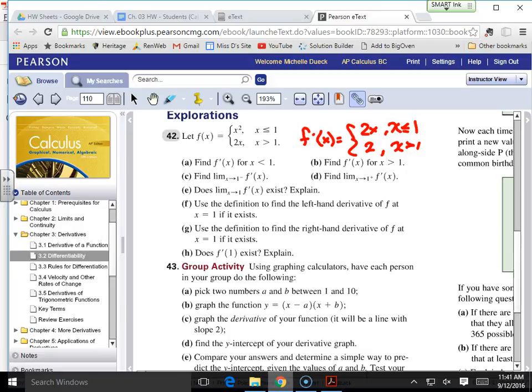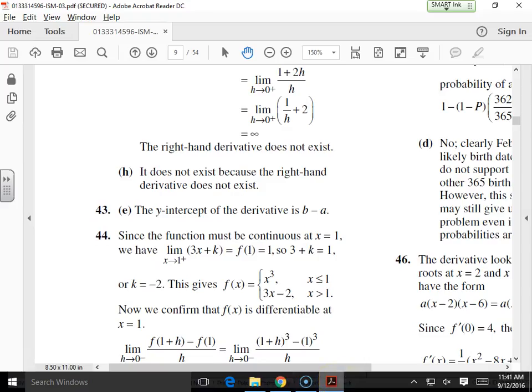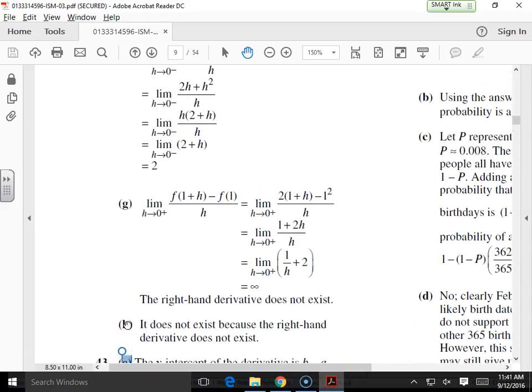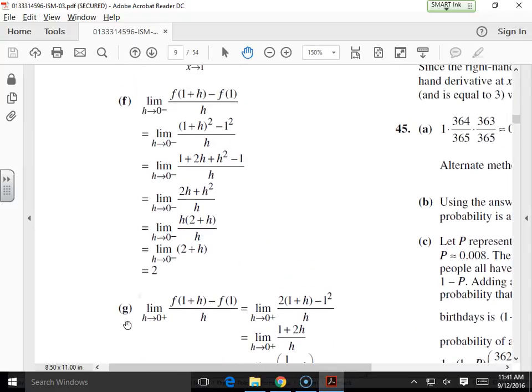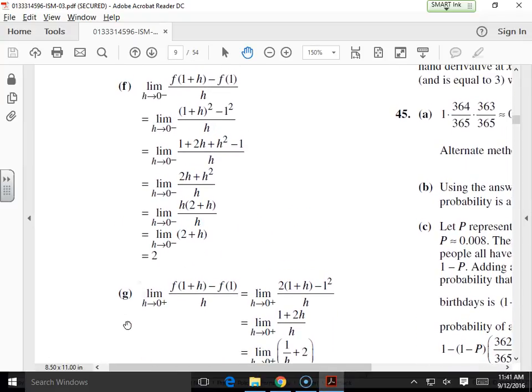Maybe they worded the question wrong. Or maybe they're just expecting you to say no, because f prime of 1 doesn't exist since it's discontinuous, because the limit does not exist. I wonder what would happen if they had done it generally and not specifically. Do you know what I mean?